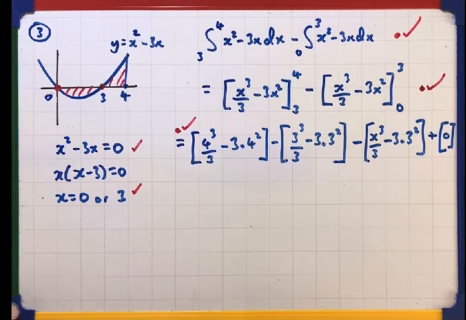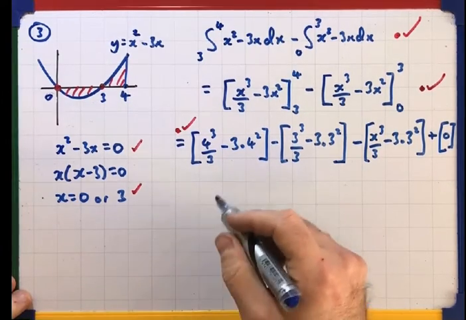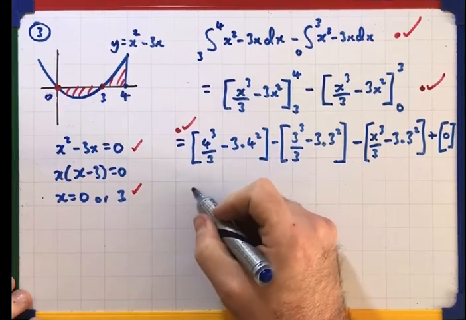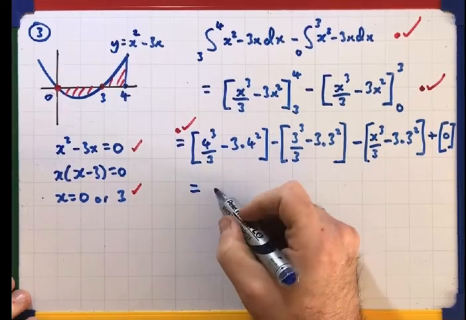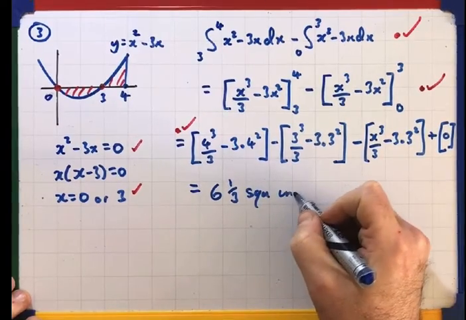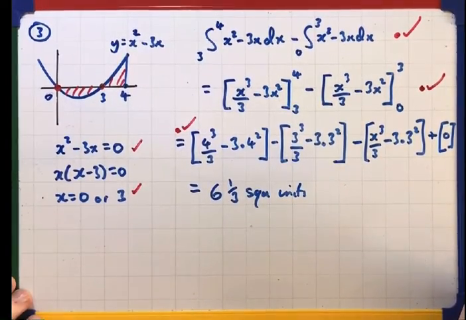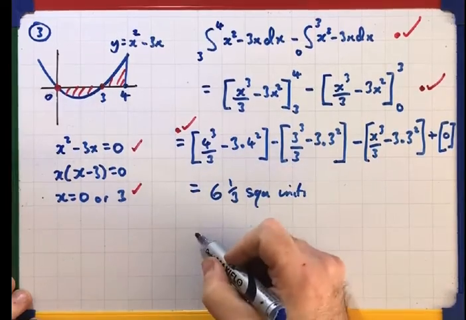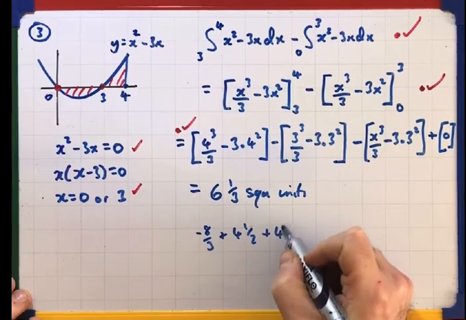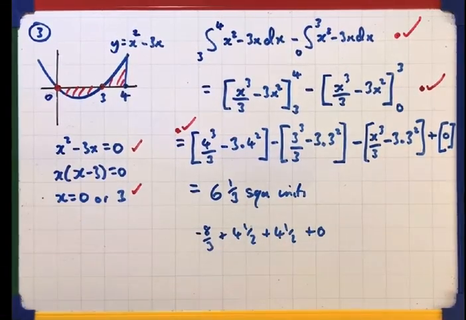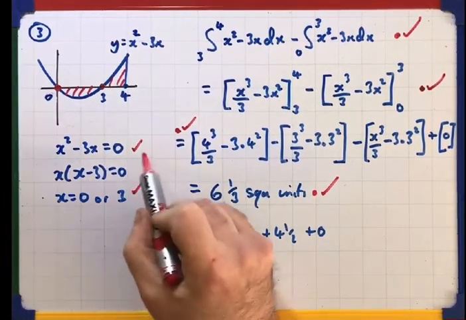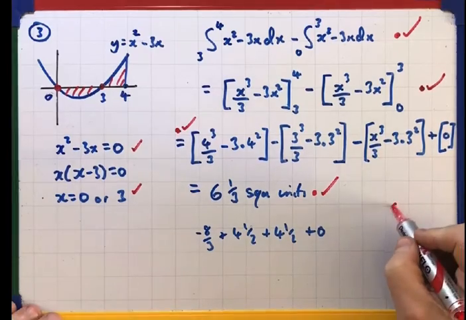Okay, if you work that out, you got... What did we get? Oh, yeah. It gives you 6 1/3 square units. I think it was minus 8/3 plus 4.5 plus 4.5 plus 0. Yeah? Mark there for your final answer. Okay, so 1, 2, 3, 4, 5, 6. 6 altogether for that.